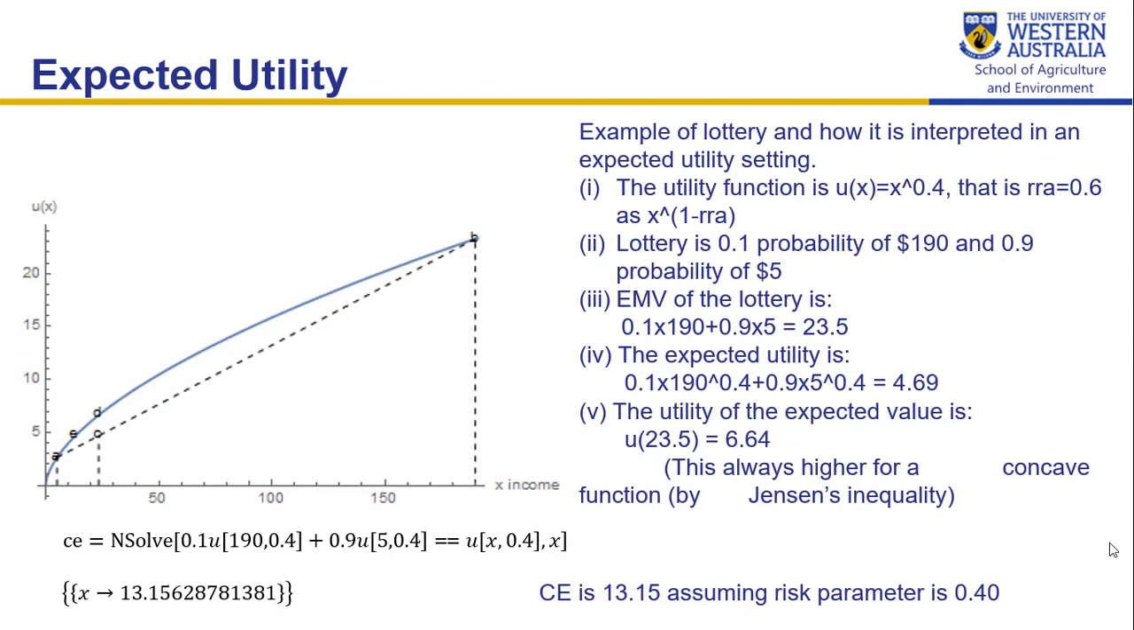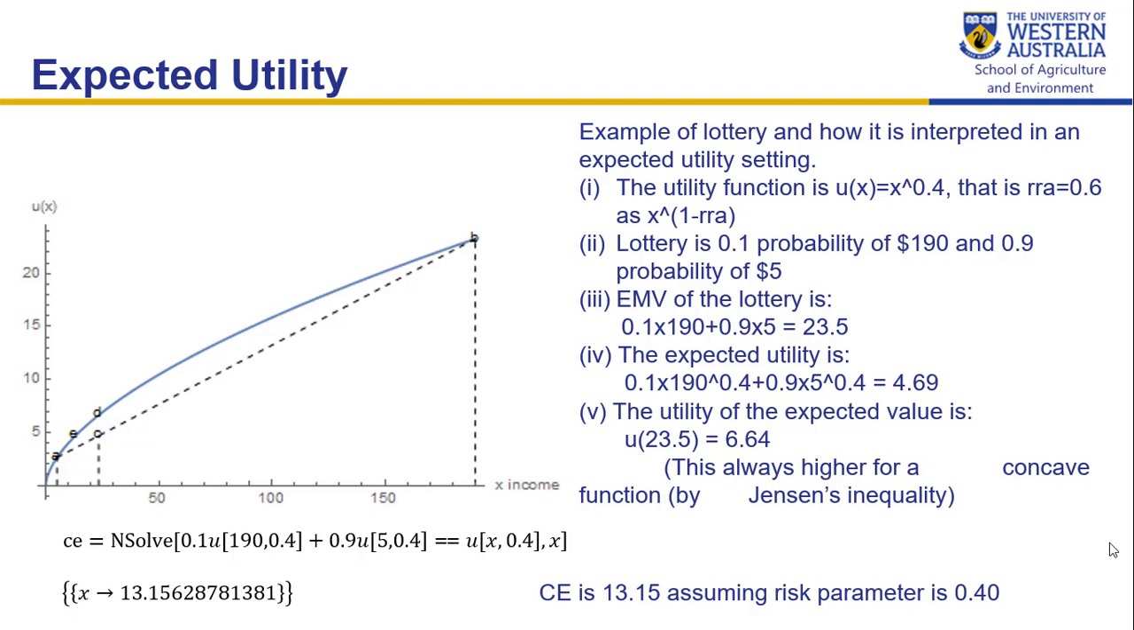So here is an illustrative example of an expected utility function as derived from a lottery and how we can interpret it. Let's assume that the utility function is x to the power 1 minus RRA. RRA is the relative risk attitude or risk aversion parameter. So obviously, if we assume that RRA is equal to 0.6, then the utility of x, the level of outcome, is x to the power 0.4.